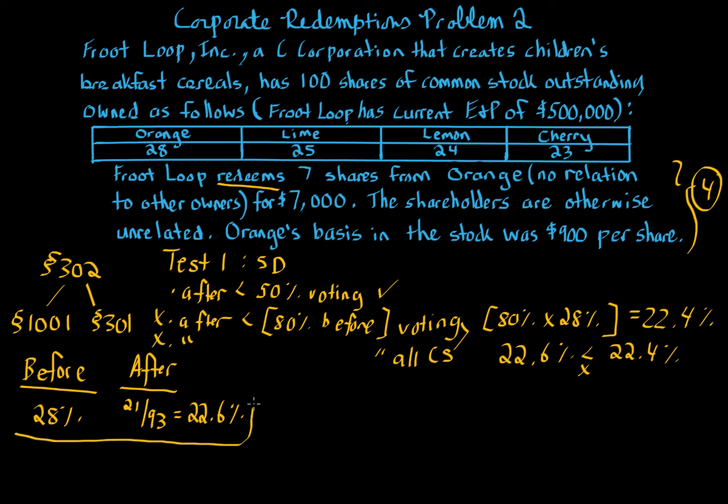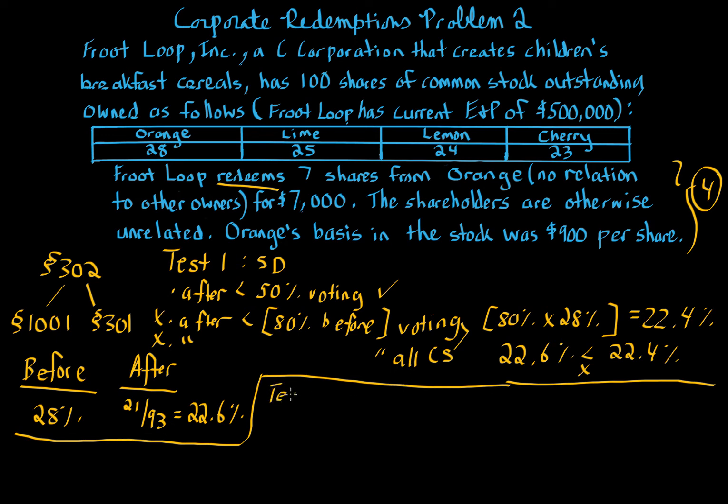Test 2, remember, is the complete termination. In order to have complete termination, you have to have direct ownership completely gone. Indirect, through family attribution waiver, another story, but unfortunately, direct has to be gone, and Orange still has ownership after, still owns 21 shares. So there's no complete termination, test 2. Test 3, partial liquidation. Nothing in the facts about partial liquidation, so we don't worry about that. So finally, we go to test 4.